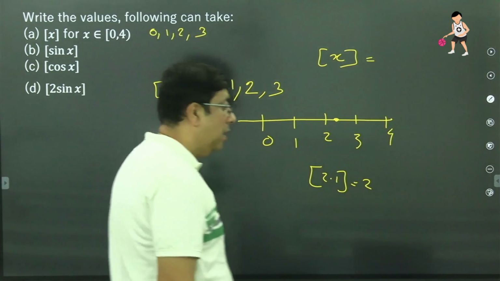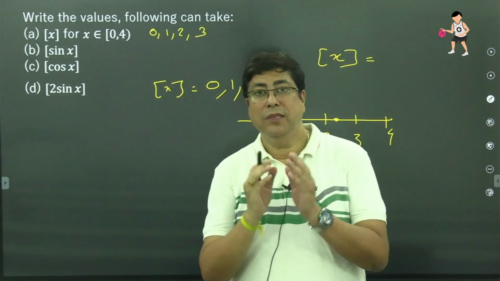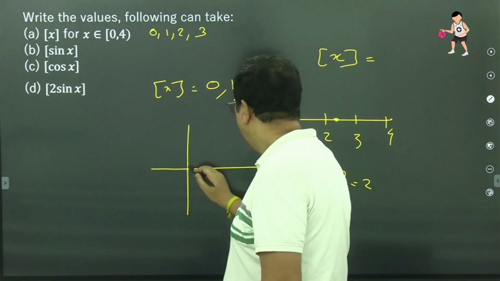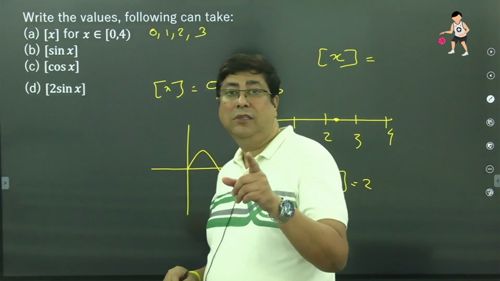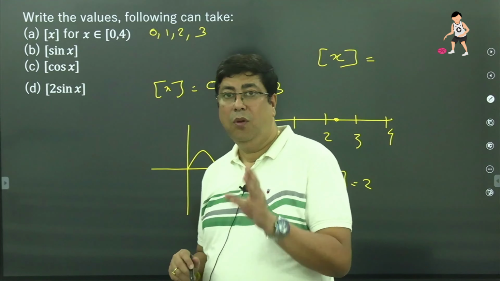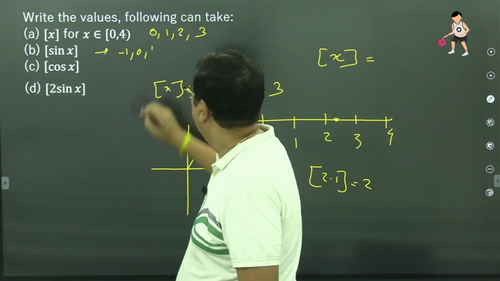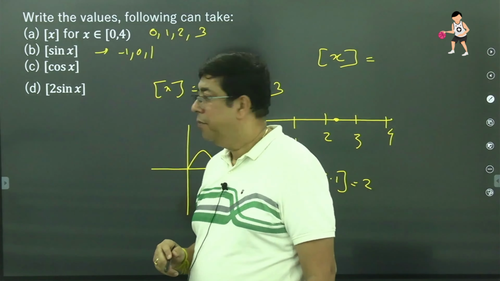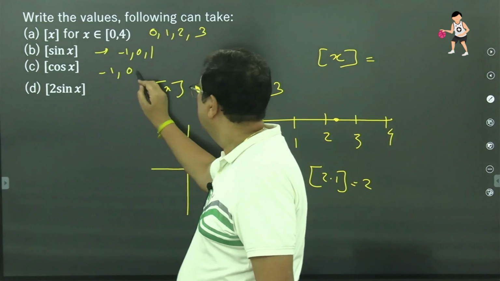Next question, let's come. That is box of sin x. So remember one thing, box of sin x. Sin x is a curve, but remember, if we draw the graph of sin x, box of sin x is this curve, but sin x's integral values are -1, 0 and 1. So all other values are non-integral values. And box of cos x, same thing, box of cos x is -1, 0, 1.